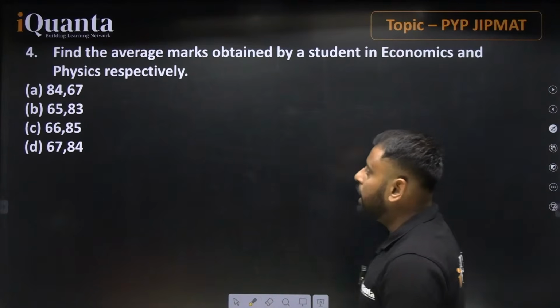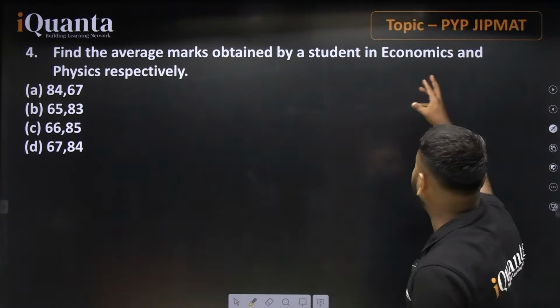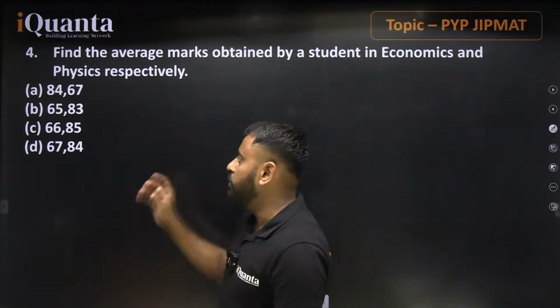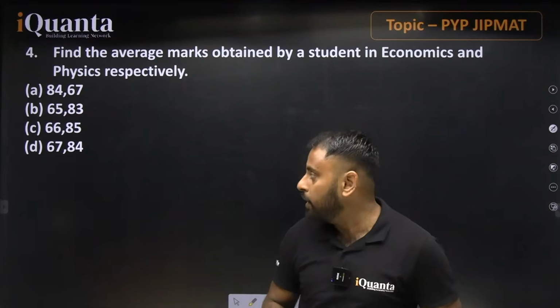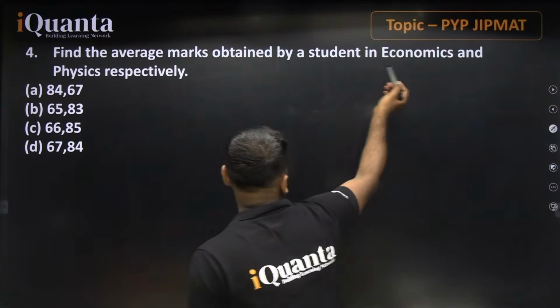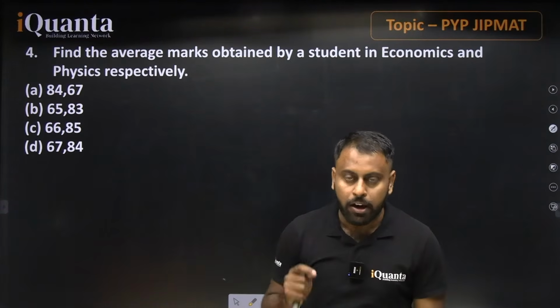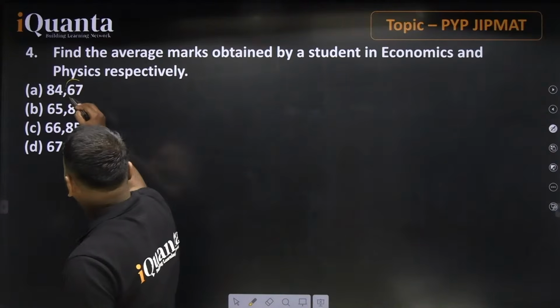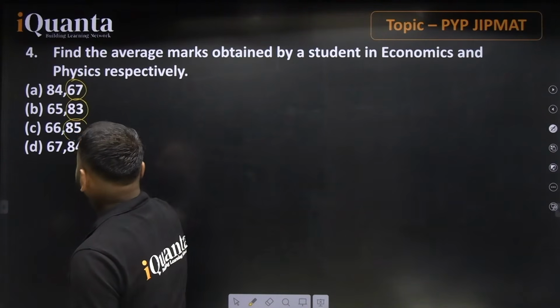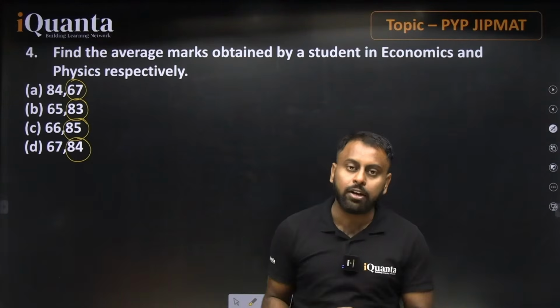Let's talk about the last question based on this. The statement says find the average marks obtained by a student in economics and physics respectively. So I think go smart. How do you have to find it? You can take either the subject economics or physics, because all the options are distinct. If talking about the value of physics, here the values are 67, 83, 85 and 84. So either one can go with physics or one can go with economics.